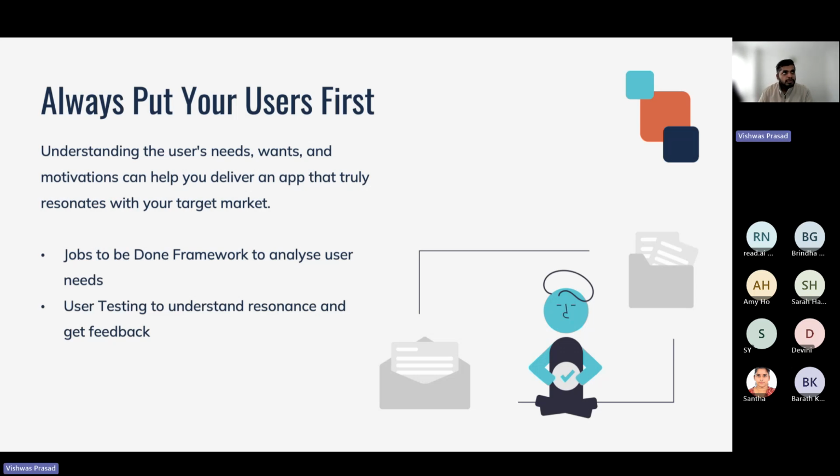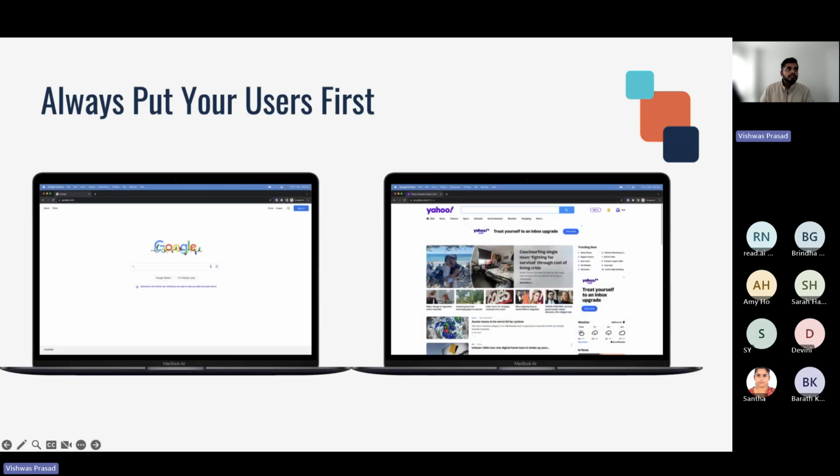We use a framework called Jobs to be Done to analyze the user's needs, to understand what other products they're using in the mix, what is the ecosystem we are playing in, what are the other alternatives in the market, and how we can differentiate ourselves. And then we use user testing to understand the resonance and get feedback for the designs that we have done and any changes that we may have to make for the product to be sticky for the users, right? Now, in our future sessions, we'll actually go deep into the Jobs to be Done framework as well. But for today's session, we'll look at a couple of examples that are a brilliant example of putting users first.